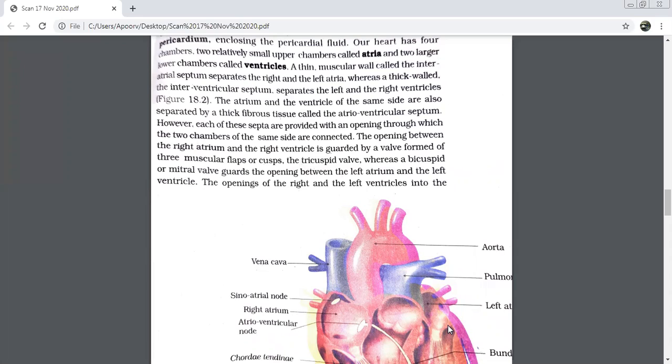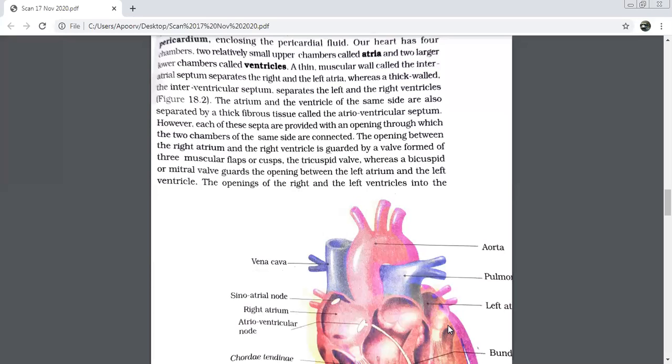In the valve part, you people got confused. Let me revise it again with you very quickly. Name the valve. It's got two names basically; you can give me any one. Which guards the opening between the left atrium and the left ventricle? Bicuspid valve. Or what is the other name? Mitral valve. Okay.